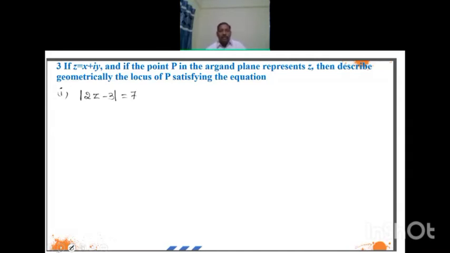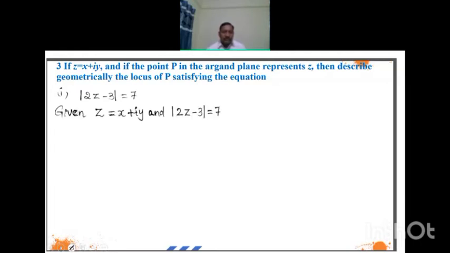So we have defined modulus of z as root over x square plus y square. But what about modulus of 2z minus 3? First of all, you should write it in the form of x plus iy. Then only you can find the modulus. So here z is equal to x plus iy and mod 2z minus 3 is equal to 7.